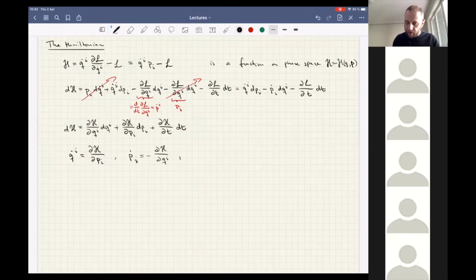And finally, if we identify the dt terms, we find that ∂H/∂t must be equal to minus ∂L/∂t. So this last expression here tells us that if the Lagrangian is not explicitly dependent on time, neither is the Hamiltonian, because their partial derivatives with respect to time are proportional to each other. Questions on that?